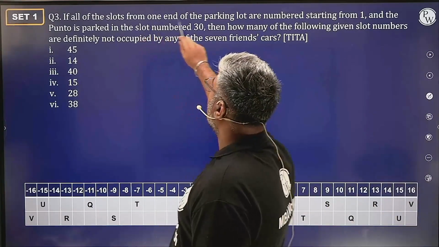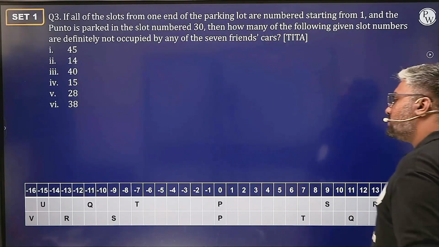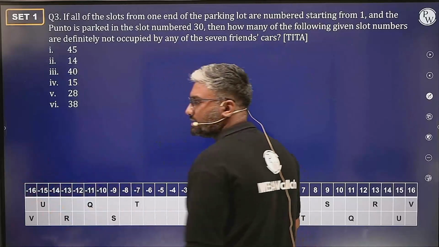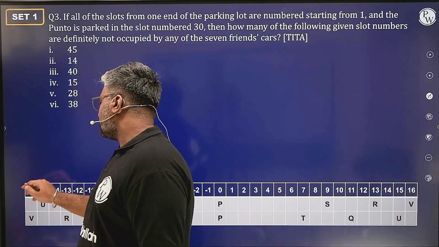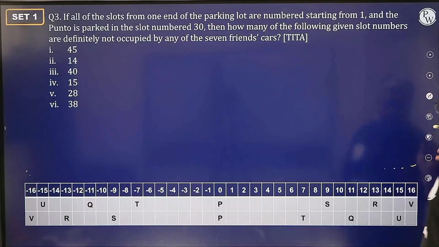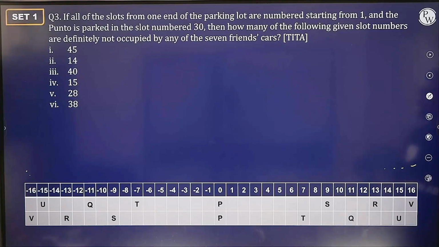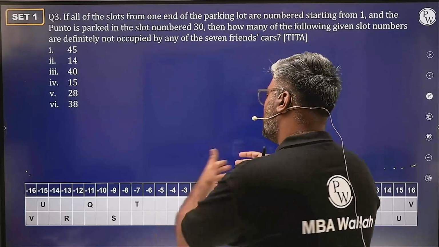If all the slots from one end of the parking lot are numbered starting from 1. सारे जो भी slots हैं, अब हमें नहीं पता, -16 और 16 हमने randomly लगाया है, right? This could go on. ये चलता रह सकता है till infinity. ये भी चलता रह सकता है till infinity. 16 and -16 हमने किया for the 7 cars के placement के लिए. Otherwise this could go on, right?